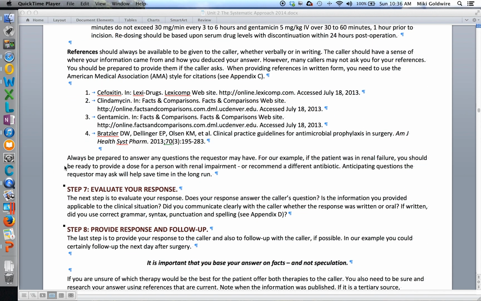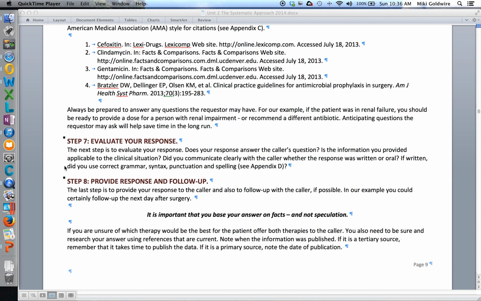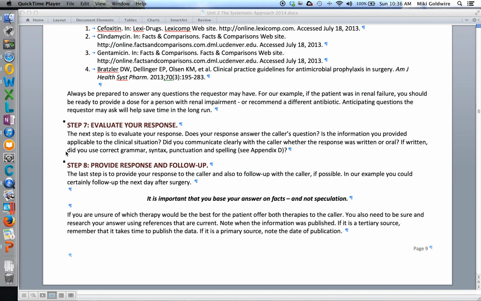So after you communicate your response, you want to evaluate your response. Does your response answer the caller's question? It is so important. I can't tell you how many times I get responses from students that don't answer the original question asked by the caller. So be sure to double check and make sure that your answer actually answers the question the caller asked.